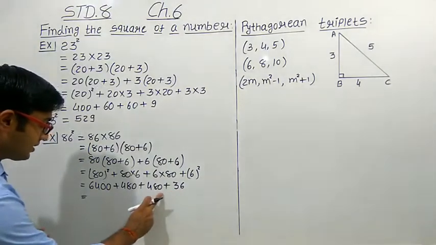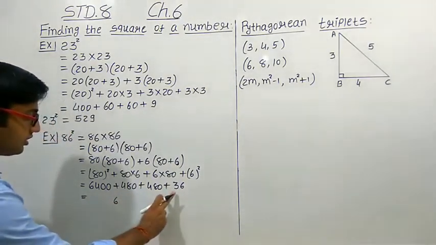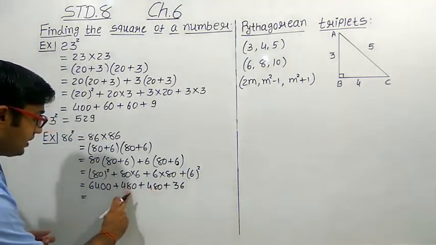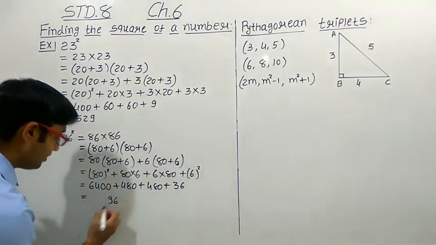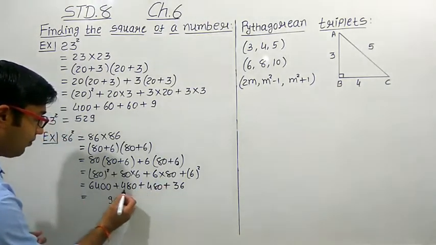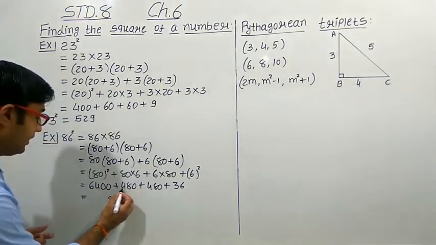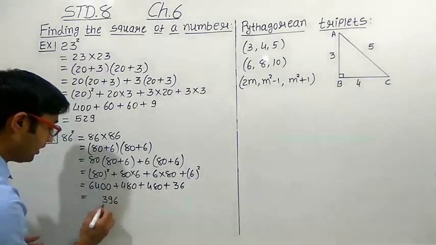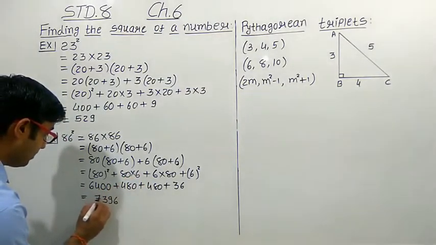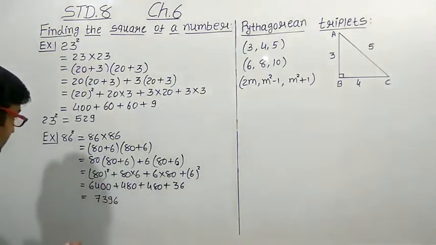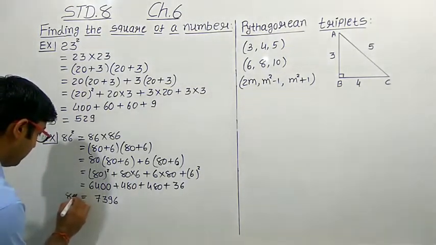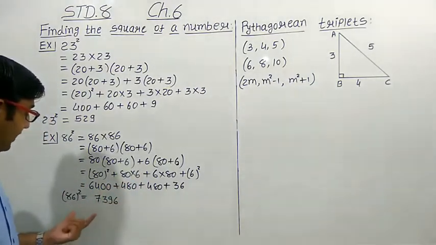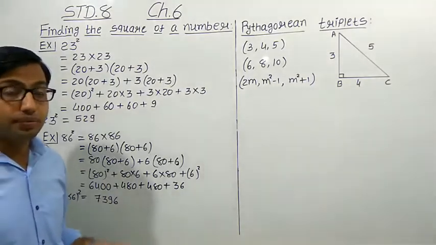Okay. Now when we add all these numbers, we get the square of 86. The unit place digit here is 6. Okay, so 6, 3, 8. 8 plus 3, 11, 11 plus 8, 19. Okay, 19, carry is 1. 4 plus 1, 5, 5 plus 4, 9, 9 plus 4, 13. So 3 is there and carry is 1. So 7396. That is, we got the square of 86. Okay. So in this way we can find out the square of a large number.